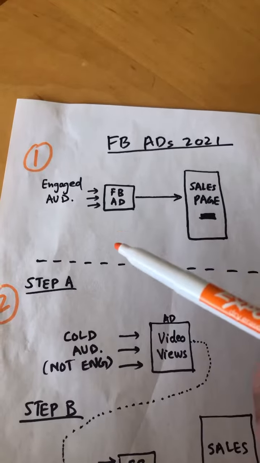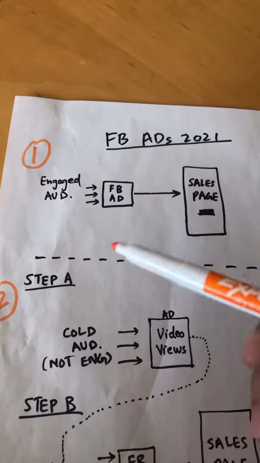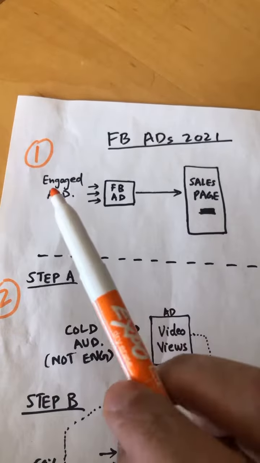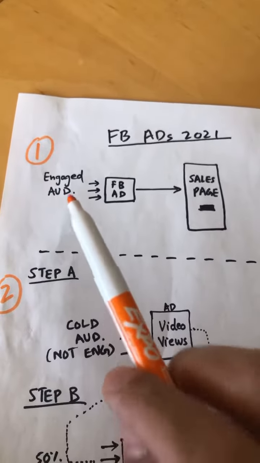These ads could be videos, images, carousels. I like to test, but this will work if you have an engaged audience on your social media accounts.